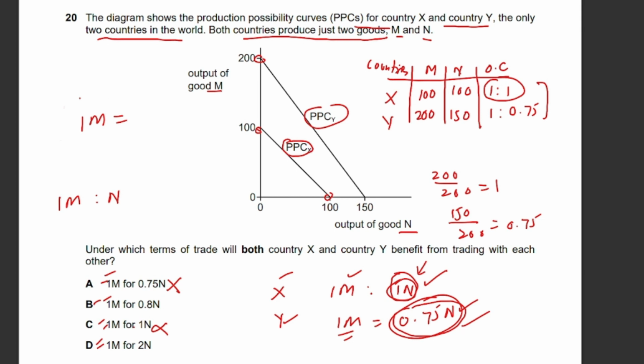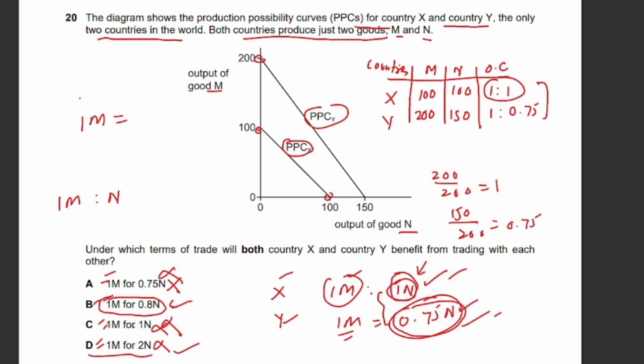So 0.75 is not possible, 1 for 1 is not possible, and 1 M for 2 N is not possible, because none of them is producing 2 N for 1 M. This is beyond their production possibility, so it's not possible. So the exchange rate must be 1 M equal to between 1 and 0.75 N. So the correct choice will be option B, because 1 M for 0.8 N.